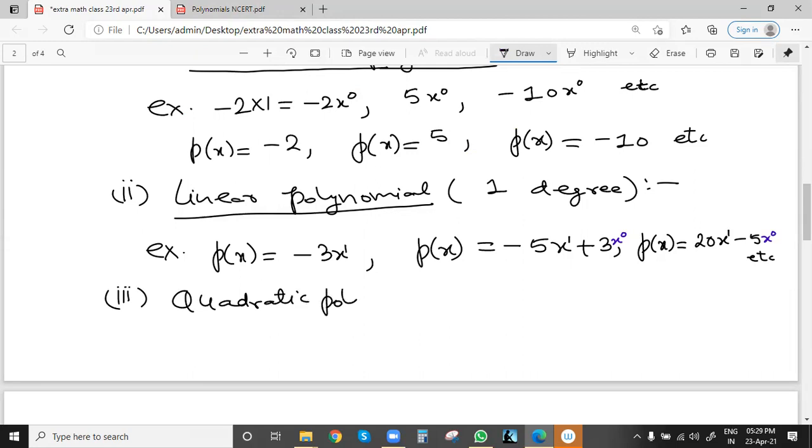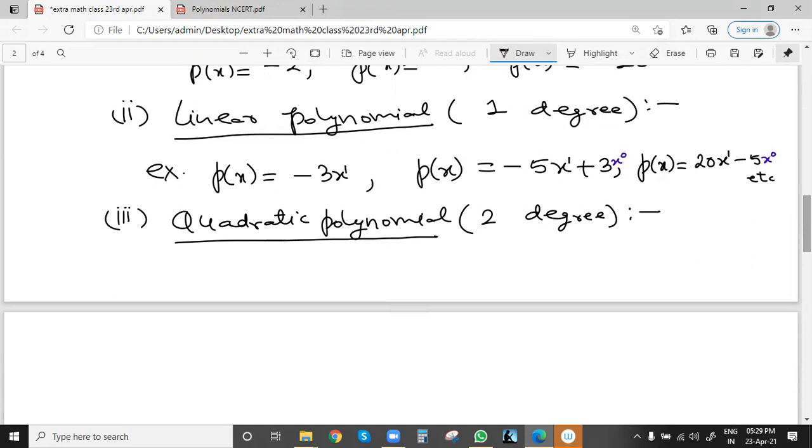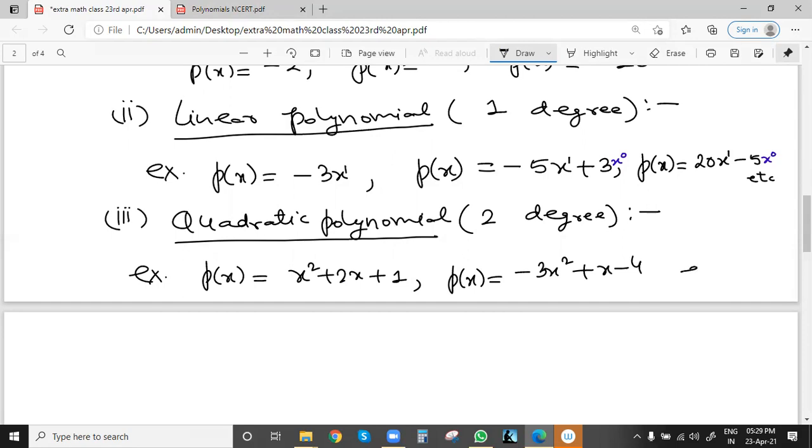Quadratic polynomial. One more degree, that is 2 degree. We can say a quadratic polynomial is a second degree polynomial or 2-degree polynomial. So the maximum power of x will be 2. An example can be x square plus 2x plus 1, or p(x), meaning polynomial in terms of x, equal to minus 3x square plus x minus 4, etc. So here the maximum power of x will be 2.